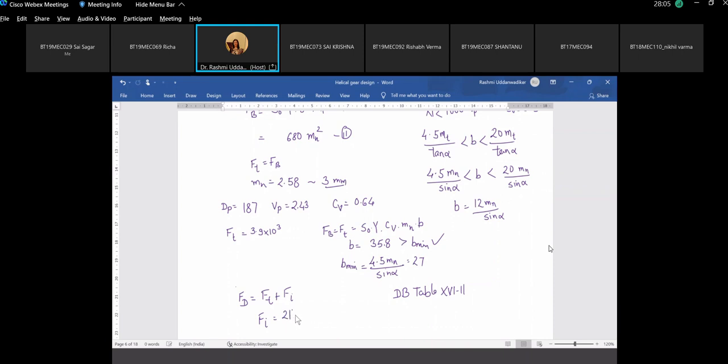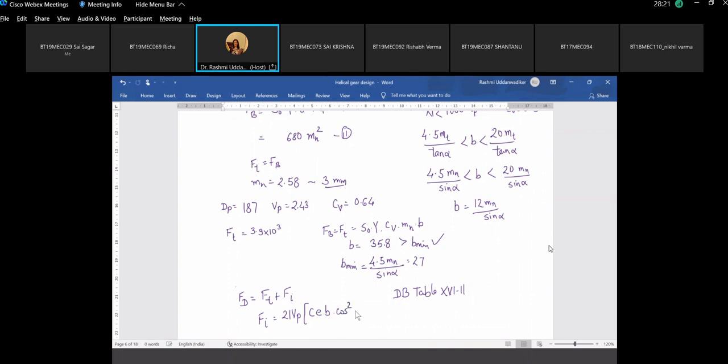21 times Vp, Vp is known. Take the value of C from the material. It is C multiplied by E, which is error, B, which is the face width. It is not the subscript. It is C into E into B.